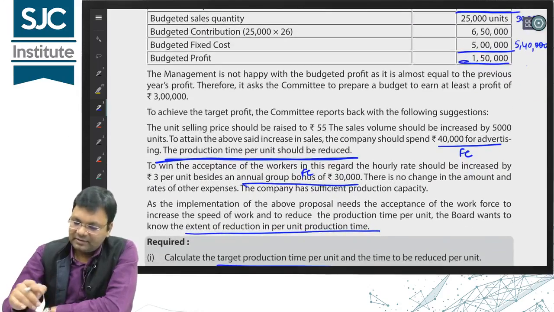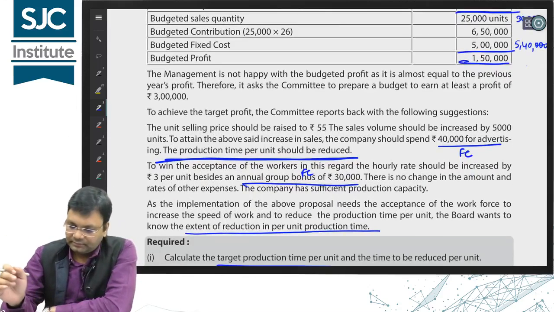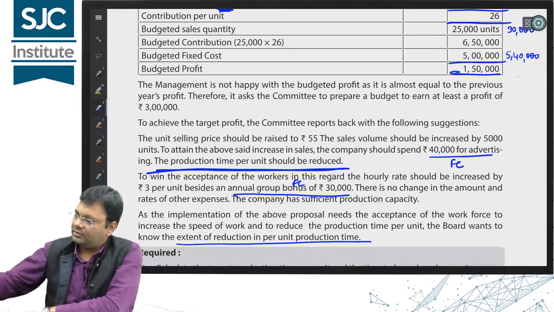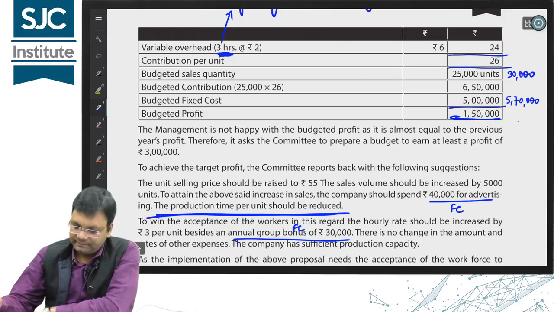To win the acceptance of the workers in this regard, the hourly rate should be increased by rupees 3 per unit. Besides, an annual group bonus of rupees 30,000. So annual group bonus is a fixed cost because it is not a per unit cost. Annual group bonus is a fixed cost. So we will increase this fixed cost by another 30,000, it will become 570.